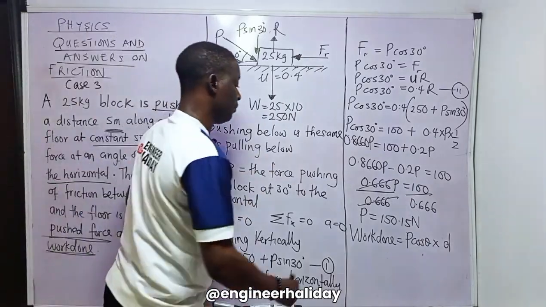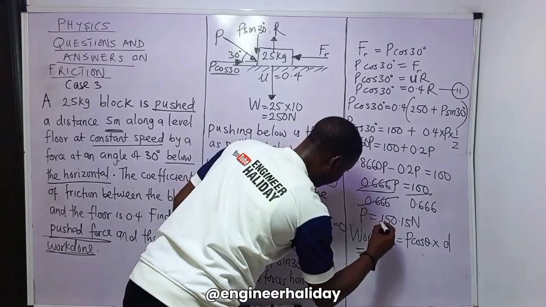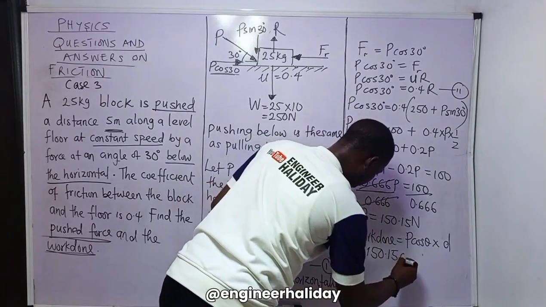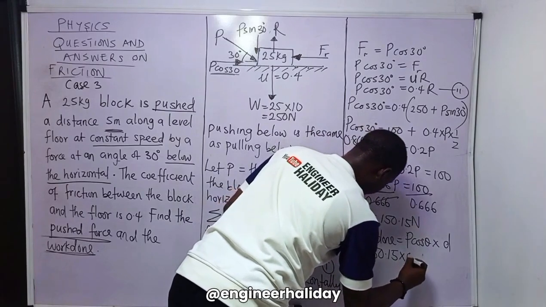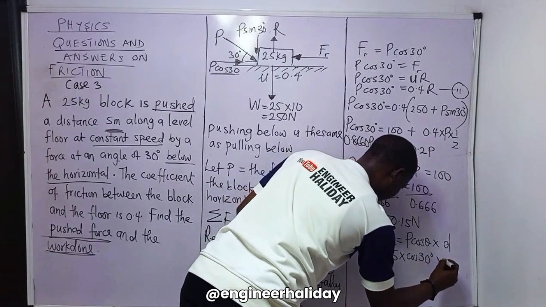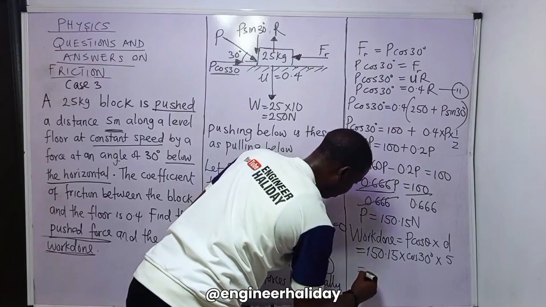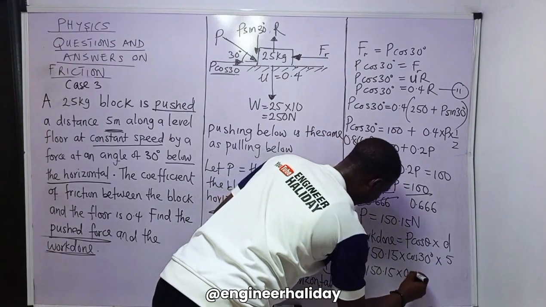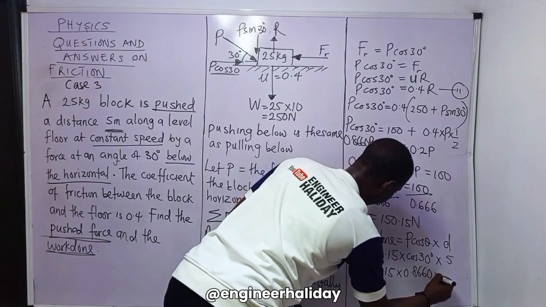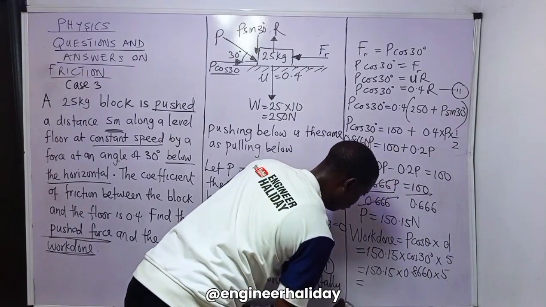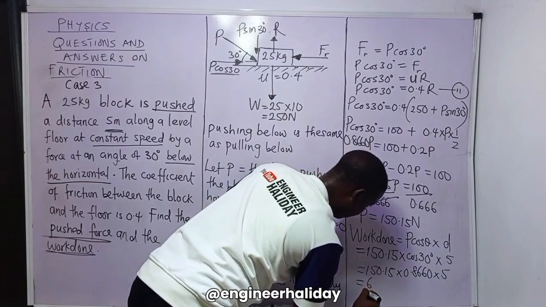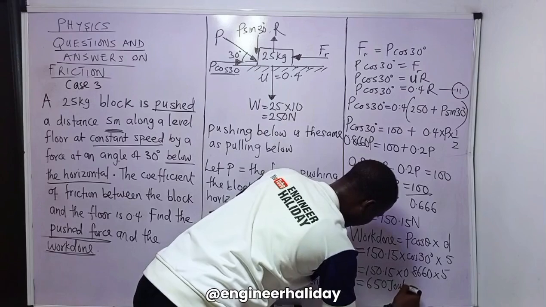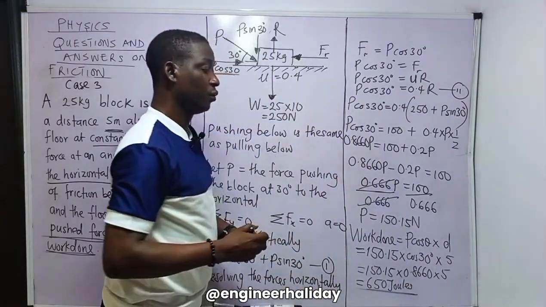We have gotten our P, which is a very important parameter to get. So 150.15 times cos 30 times 5. If you press your calculator, you will have 150.15 times 0.8660 times 5, and the answer will be 650 joules. That's our answer. So that is the work done.